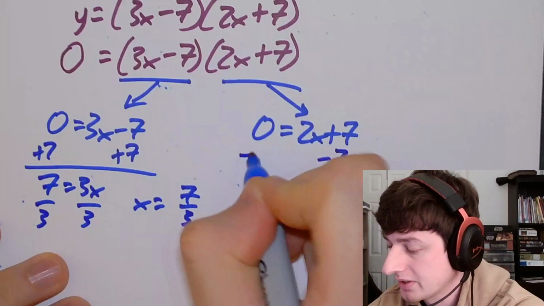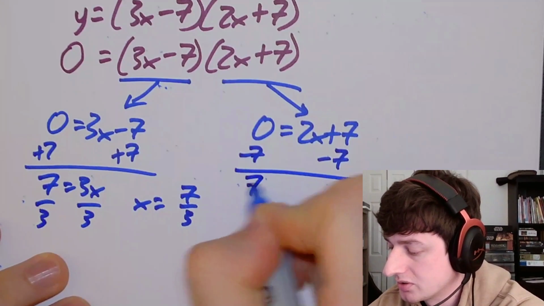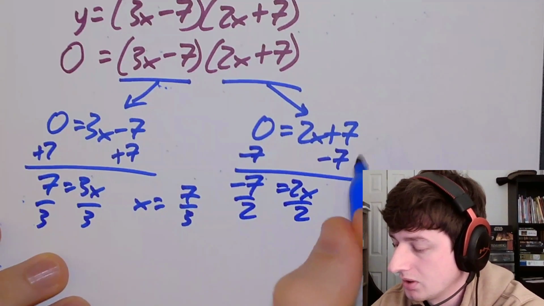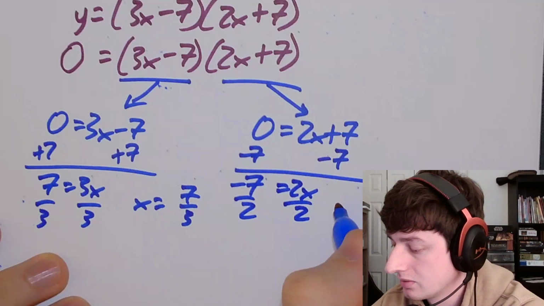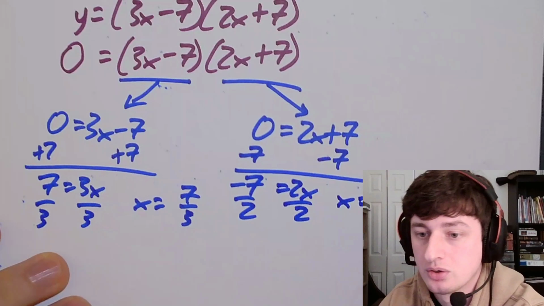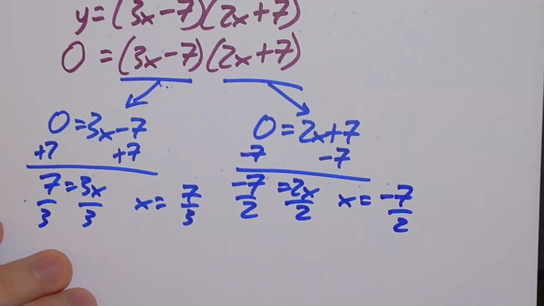Over here we would subtract 7. So we get negative 7 equals 2x, divide by 2. And so x equals negative 7 halves. And those are our two solutions.